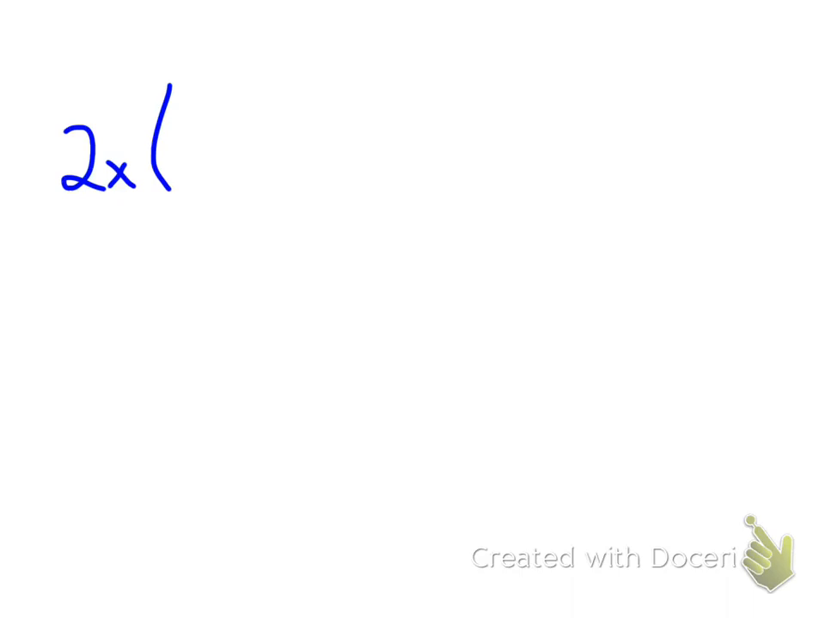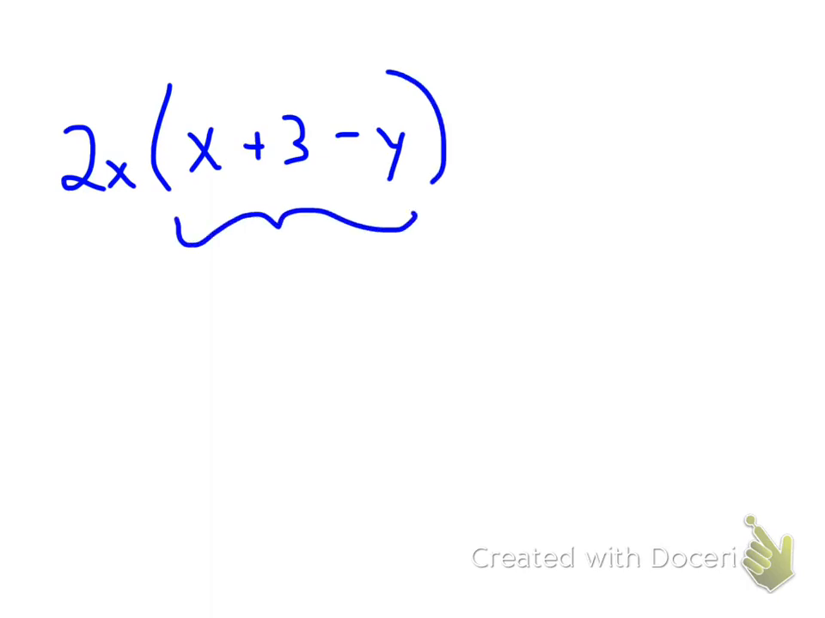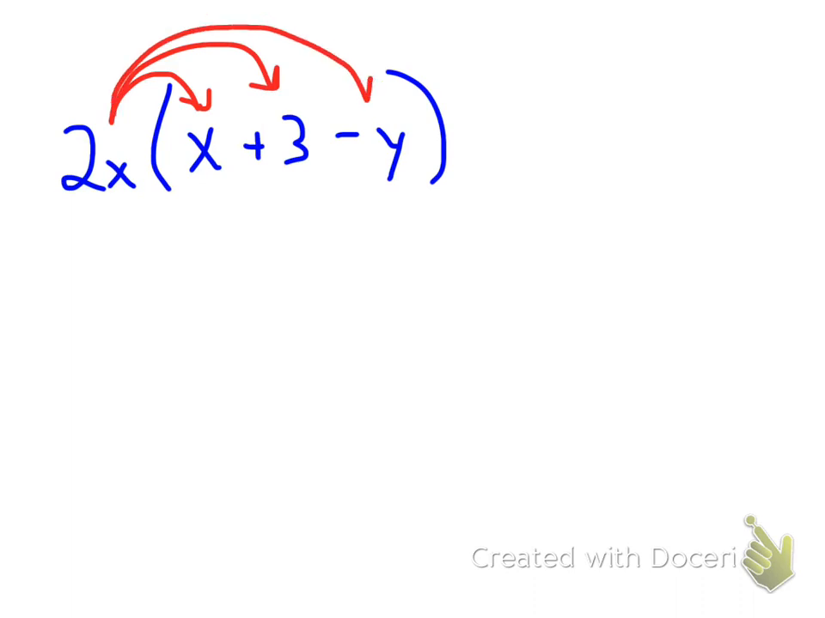The last example I want to go over is something like this. 2x and then parentheses x plus 3 minus y. Even though I have 3 terms in here, it doesn't make a difference how many I have. I'm still going to distribute to each term. So 2x times x is going to be 2x squared. 2x times 3 will be plus 6x, and 2x times a negative y will be a minus 2xy.